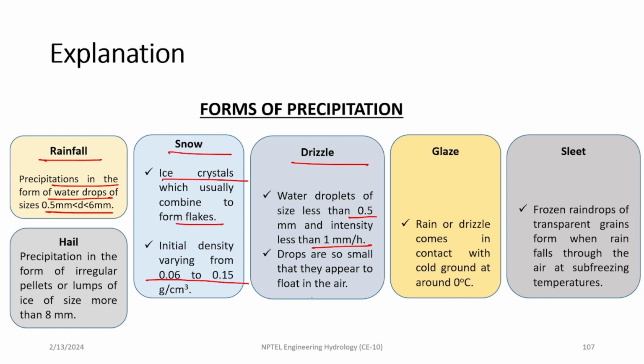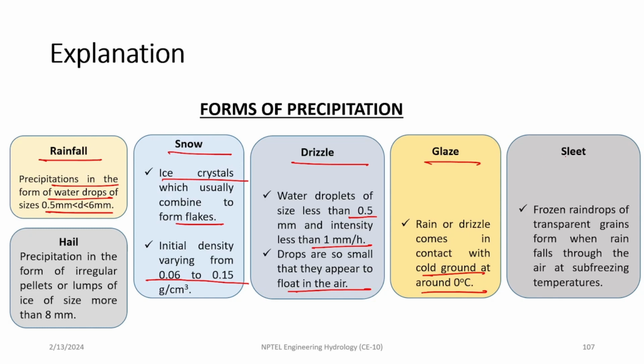Also, one more thing: whenever drizzle is there, all the drops will be floating in the air. This is the condition. One more important form of precipitation is glaze. Glaze occurs when the rain has contact with the cold ground at around 0 degree Celsius. This is the condition in which glaze will occur.